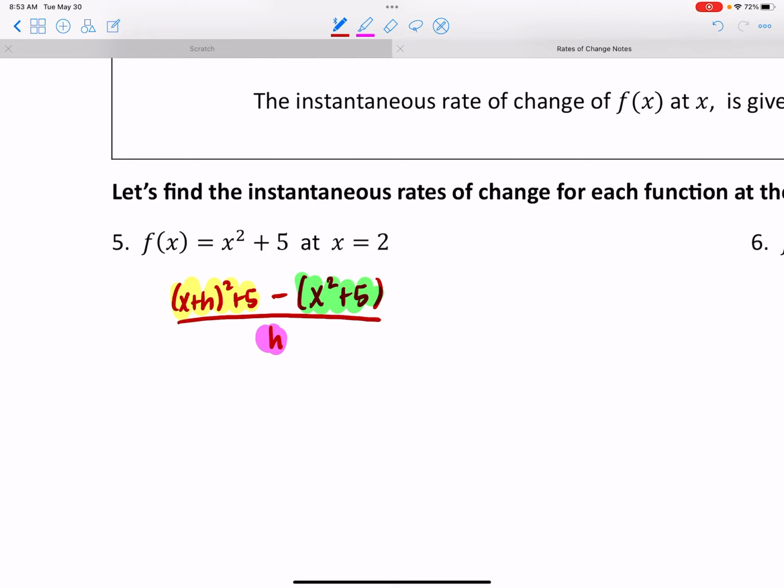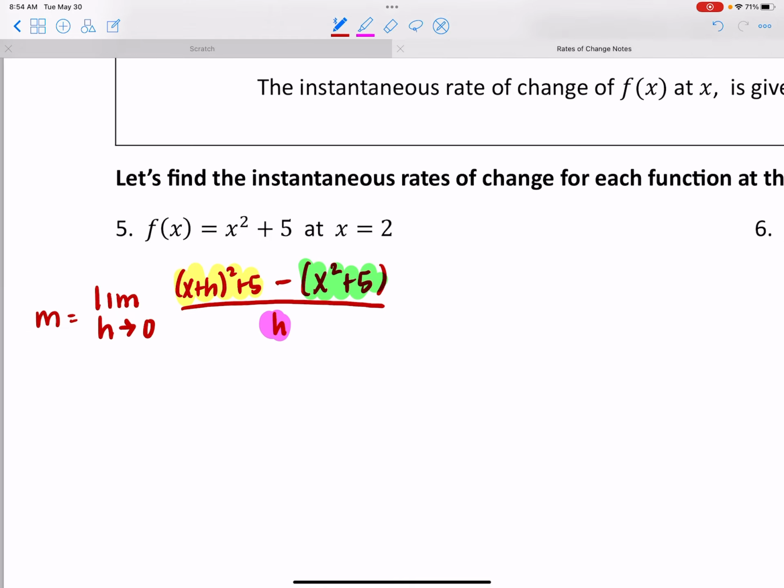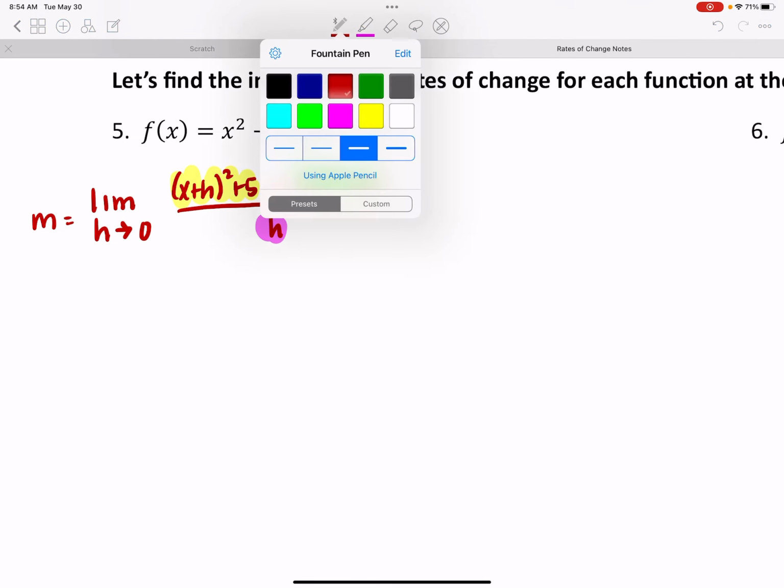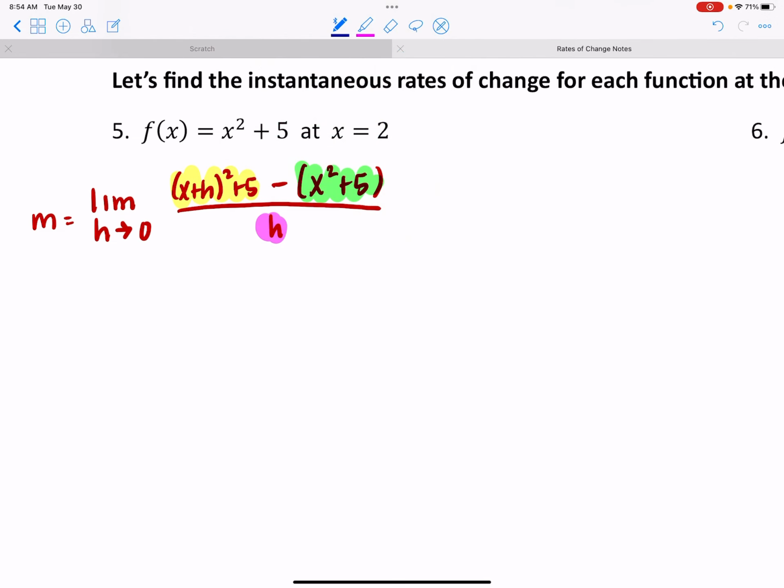Now, what I'm saying is, if I want to find the instantaneous rate of change, I find the limit of that difference quotient as h approaches 0. All right, so there's that extra component. So let's go ahead and work on the difference quotient first. And I'm going to change colors here, so I'm going to do a little bit of side work. I want to clean this up the same way I was cleaning up the difference quotient before.